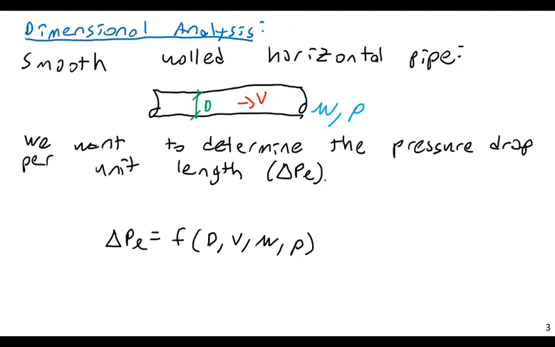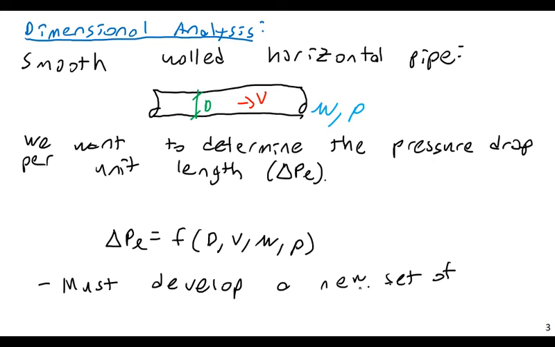So we need to find a better way. In other words, we need to develop a new set of variables that will reduce the complexity of the system.